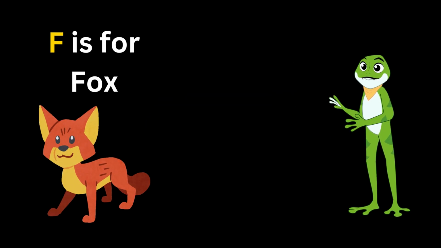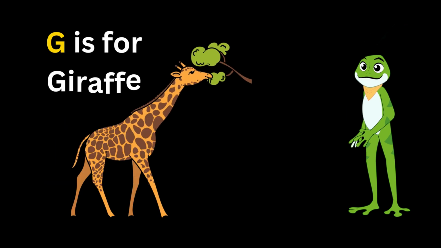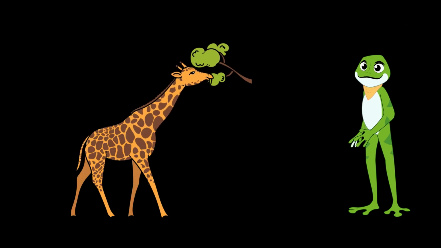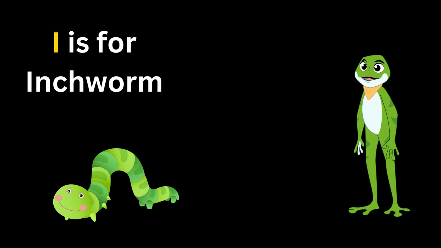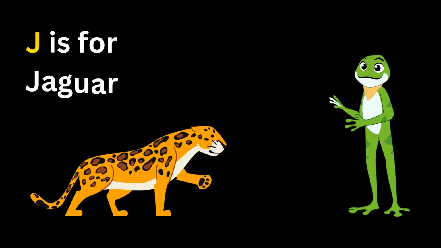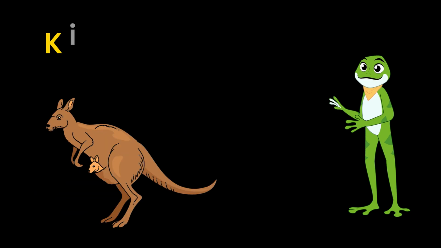F. F is for fox. G. G is for giraffe. H. H is for horses. I is for inchworm. J. J is for jaguar.